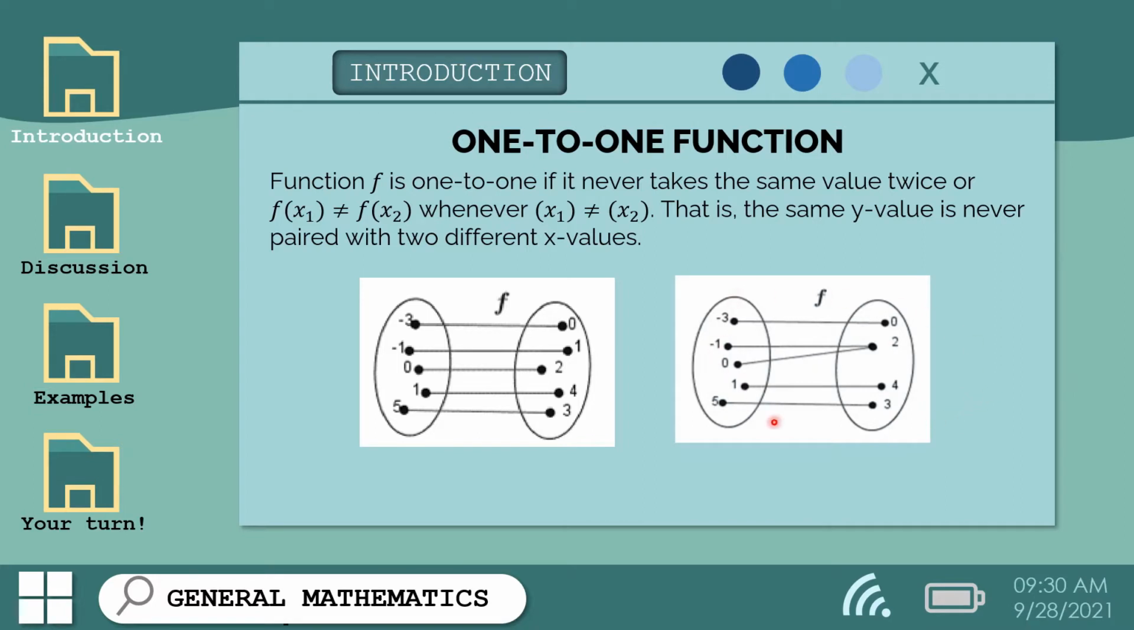If you look at this diagram, this is a set of ordered pairs. This is a function, because every element of the domain is paired with only one y value. But it is not one-to-one. Why? Because there is an element in our range, this 2, that is paired with two different x values. That is why it is not one-to-one, since as we said earlier, the same y value is never paired with two different x values.